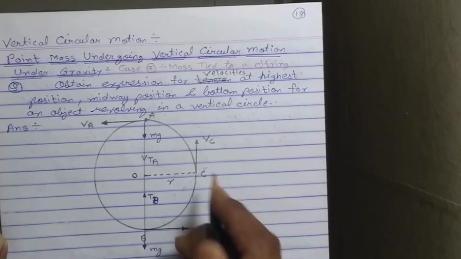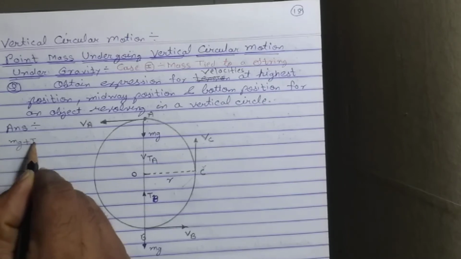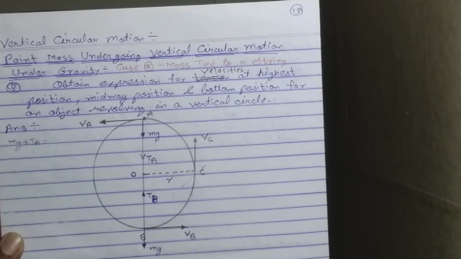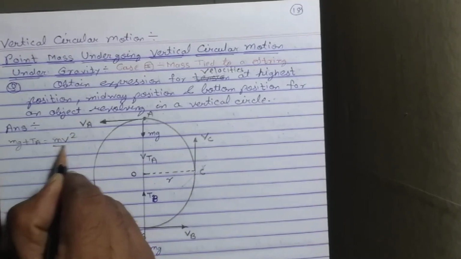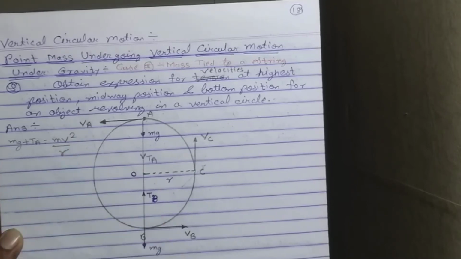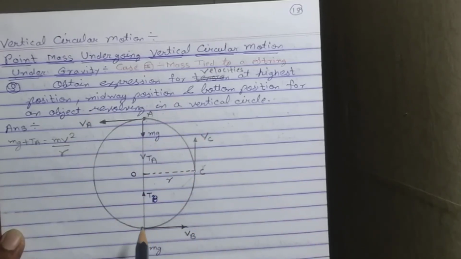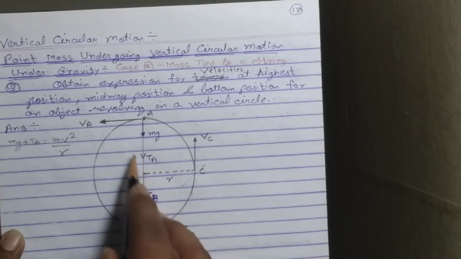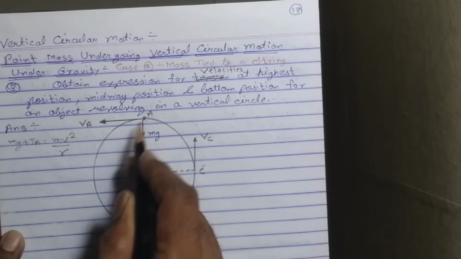And students, we observe that here Mg plus tension in the string at point A will provide the necessary centripetal force. What is the centripetal force formula, students? Mv square upon R. But students, as I told you, when we revolve the object in a vertical manner, we always give a jerk, or we always give force at the bottom. That's why at point A, there is no force applied in the string. That's why tension in the string at point A is always 0.